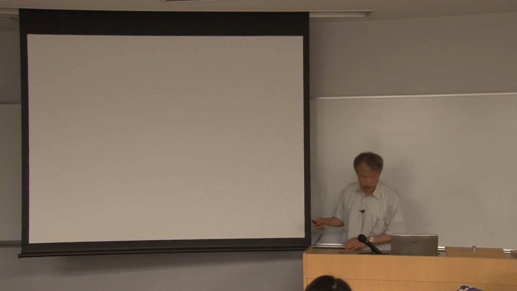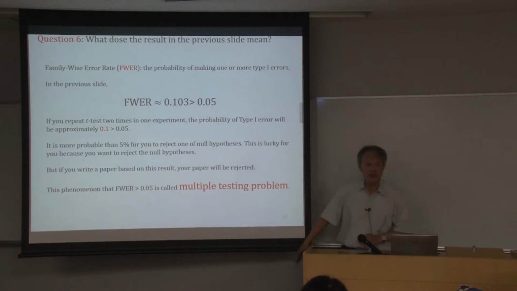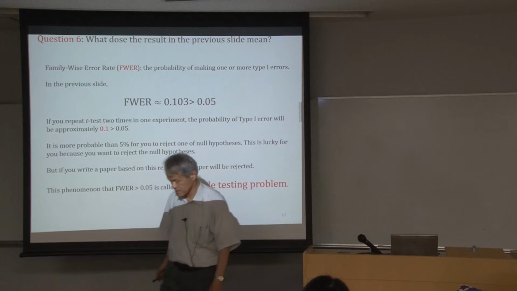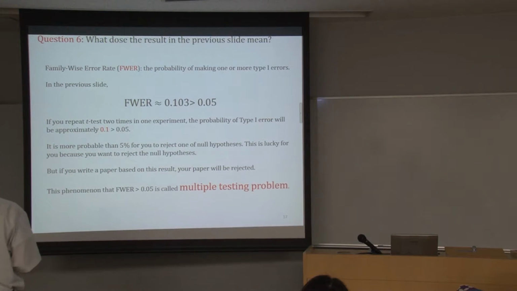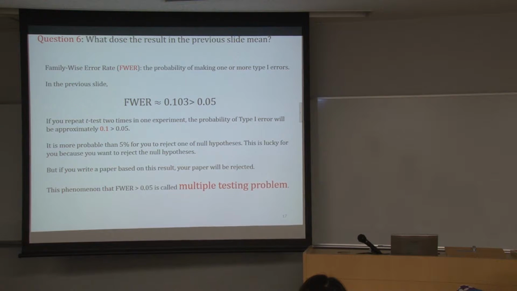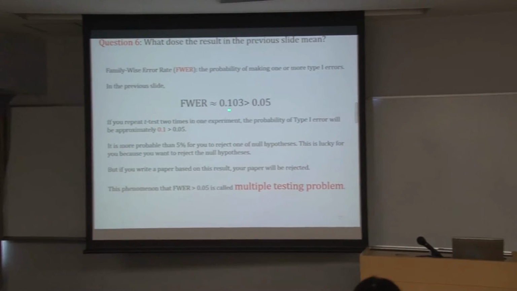Okay, let's move on to the next slide. Page 17. FWER is the family-wise error rate, and this is the probability of making one or more type 1 errors. So in the previous slide, in your simulation, this FWER is approximately 0.1.